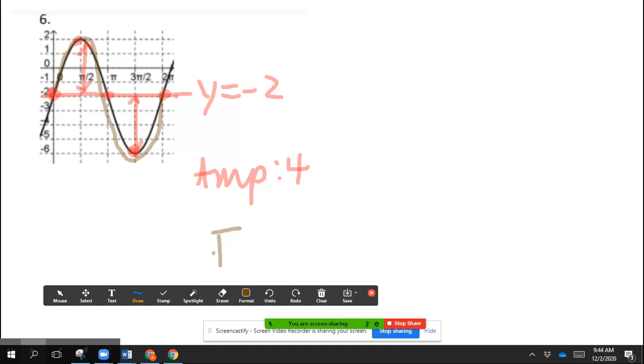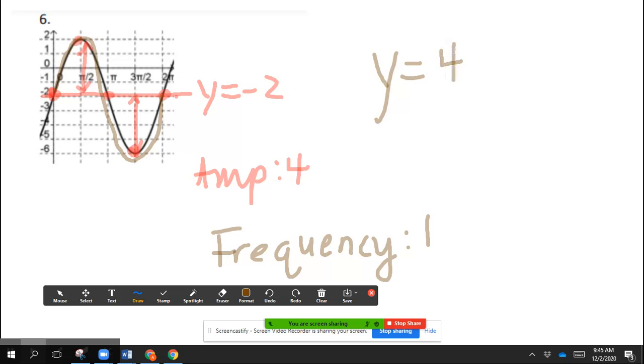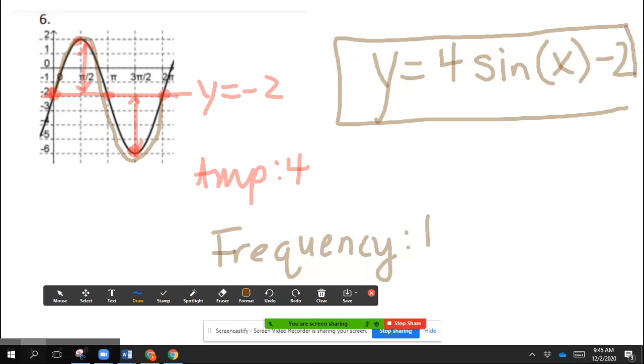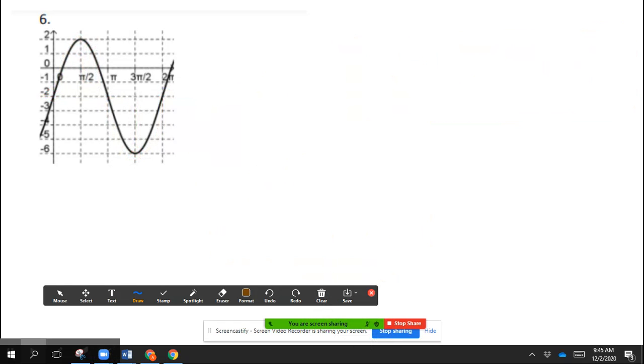So therefore, my frequency has to be 1 because only 1 cycle is within 2 pi. Okay, so my b value is 1. So I'm going to set up the function y equals 4 sine. My b value is 1, so I'm just going to do x. And then I know my midline is -2, so I'm going to go -2.